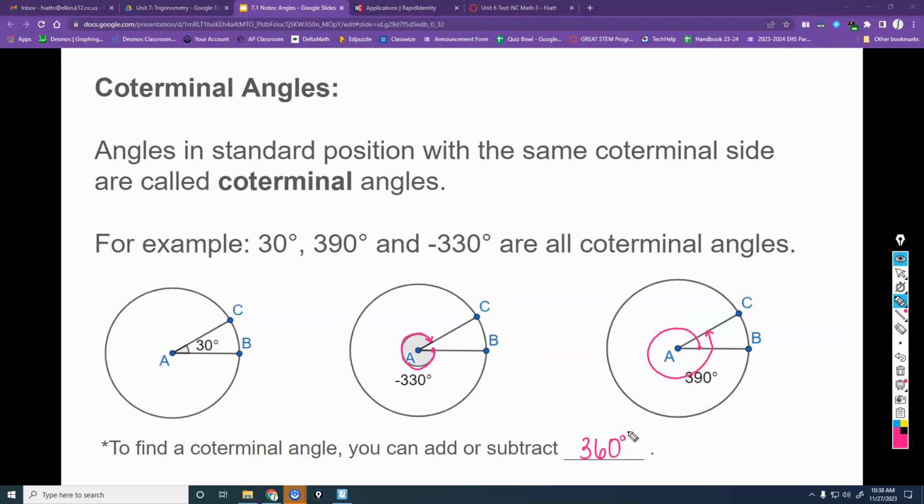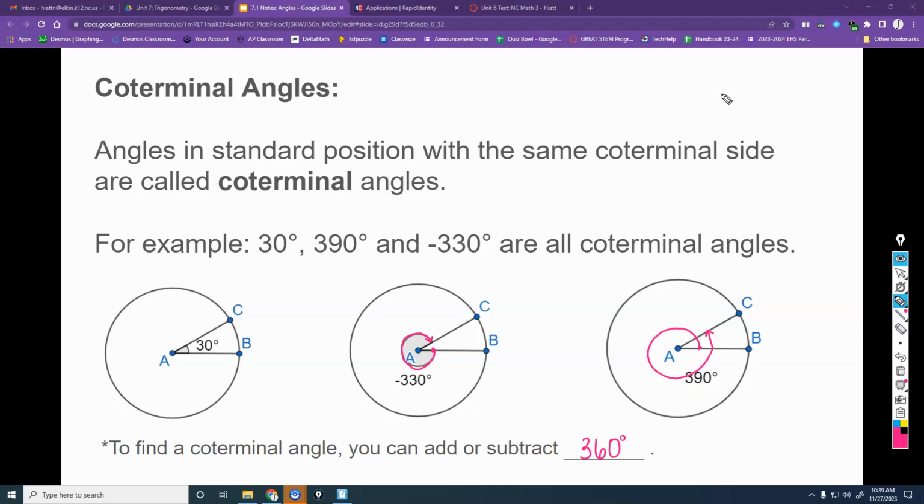And then if somebody's got a calculator, what would that be? 430 plus 360. 790, right? And then I could spin around again and again and again and again. And it would still be that same coterminal angle.